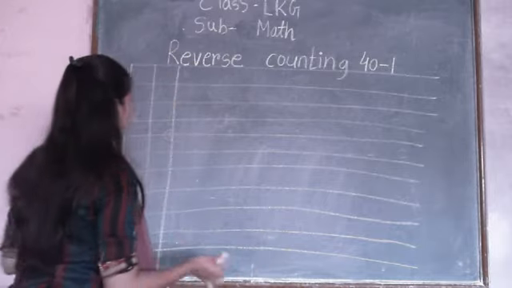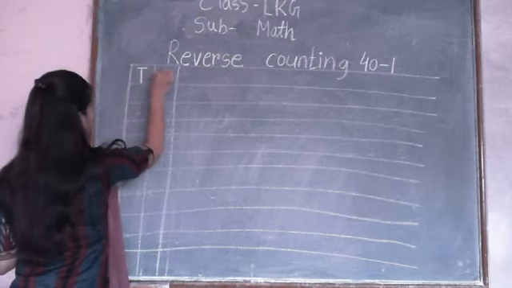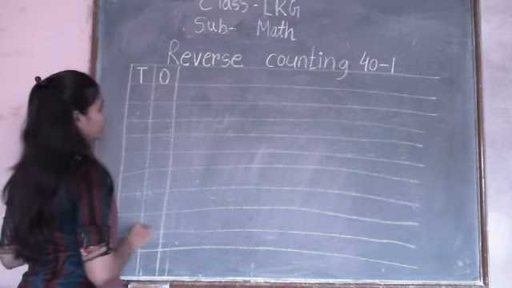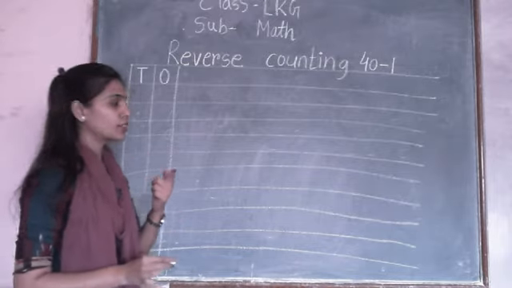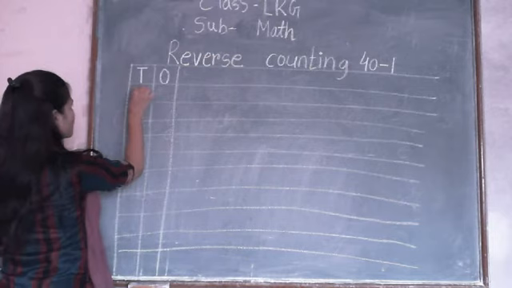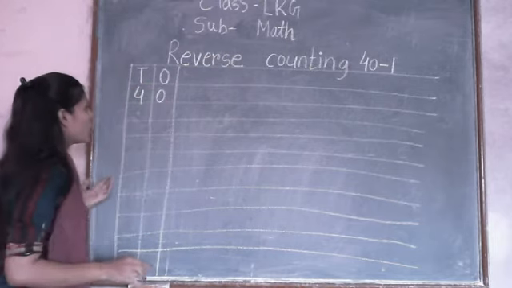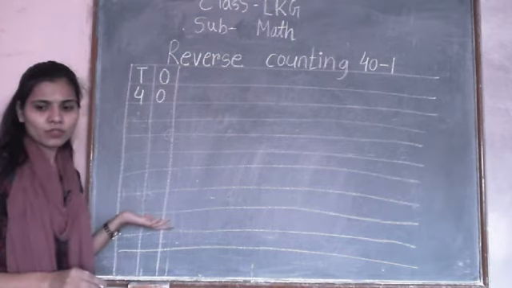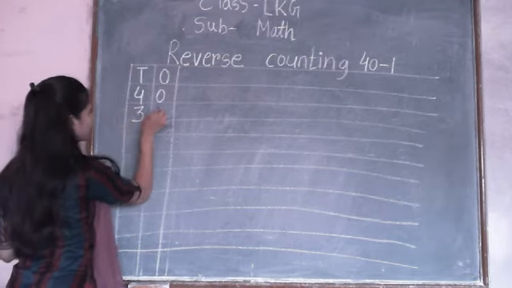Okay. Are you ready? First write the place value. So tens and ones. Okay. Start from 40. Why? Because here 40. So start from 40. Now before number 40, 39.